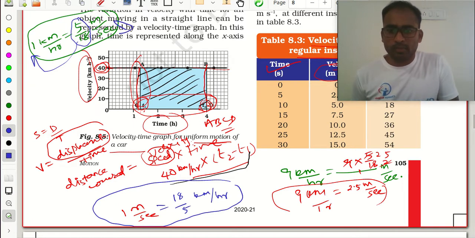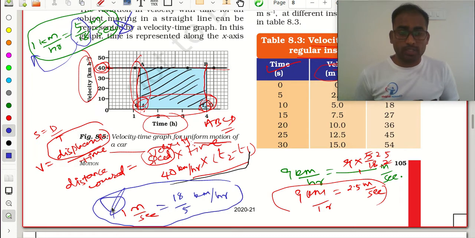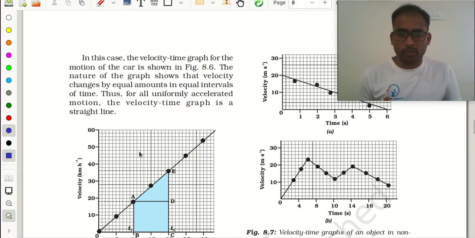These two relations are very important. While solving your problems, example problems, these two are very important. Clear? You understood now how we got this 5 by 18 and this 18 by 5? Don't confuse here. Okay? If you know the concept, you won't confuse.